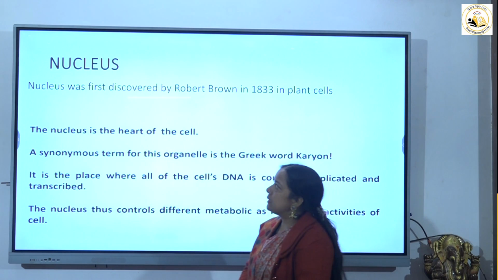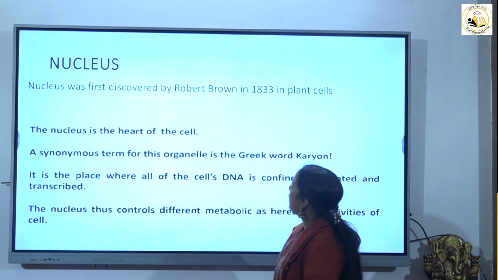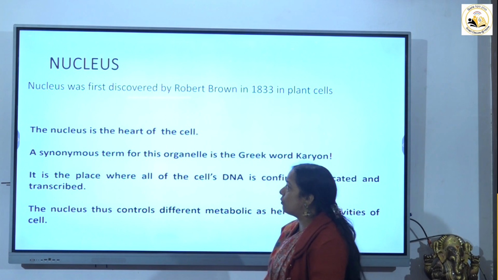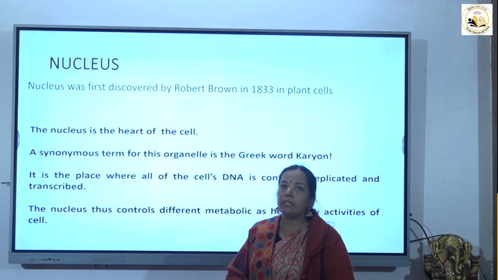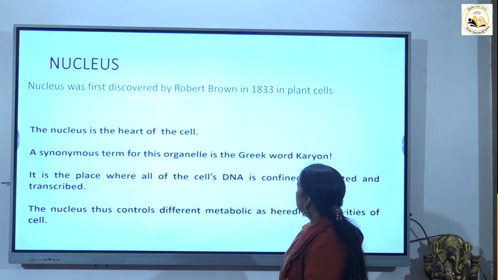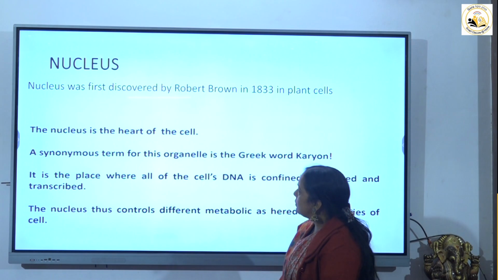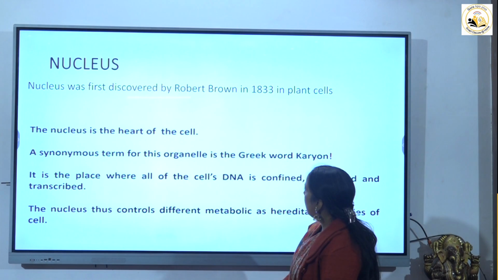Now we will discuss the structure of nucleus. Nucleus was first discovered by Robert Brown in 1833 in the plant cell. Nucleus is the main heart of the cell. It is the main organelle of the cell which controls all the activities of the cell, because this organelle contains the genome of the cell. This word is synonymous to the word karyon. So we use the word karyon for the nucleus.